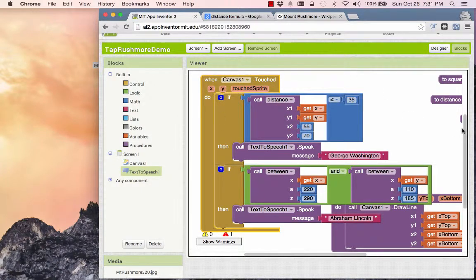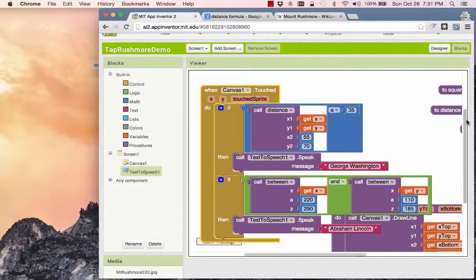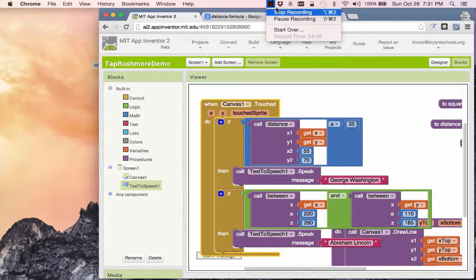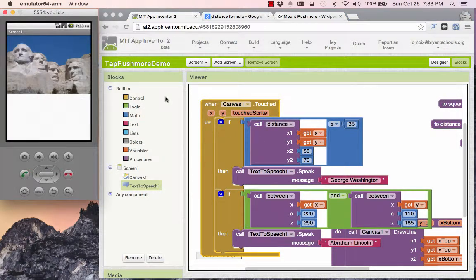So my emulator crashed yet again. It crashes a lot when I'm recording the screen, so that's what's going on with that. So I'll get my emulator open back up, and then we'll check it out. So if I click here, I should get George Washington. George Washington. If I click here, I should get Abraham Lincoln. Abraham Lincoln.